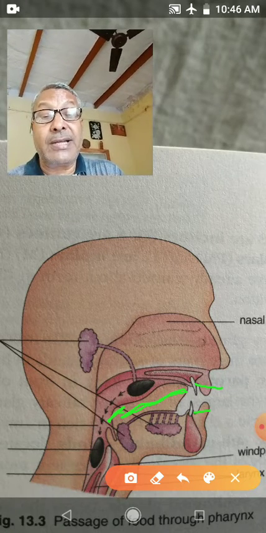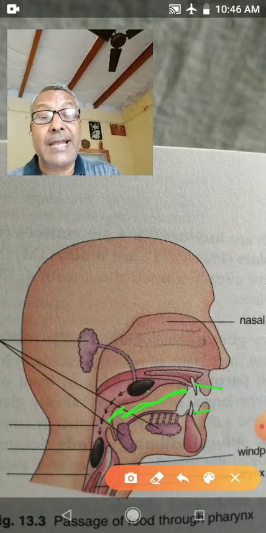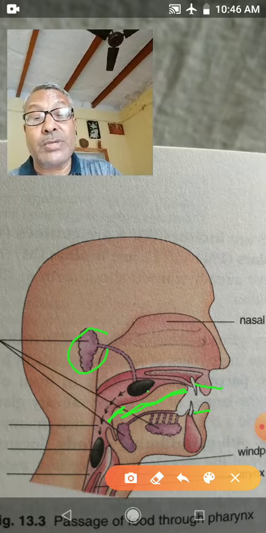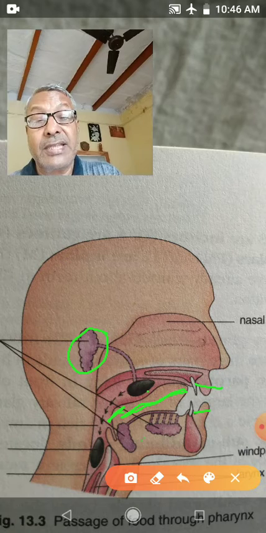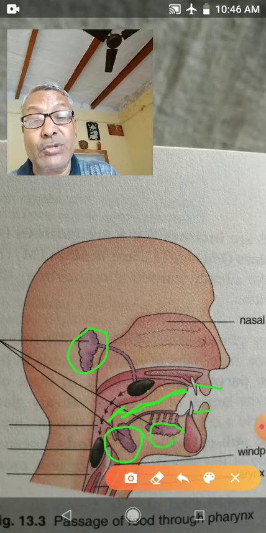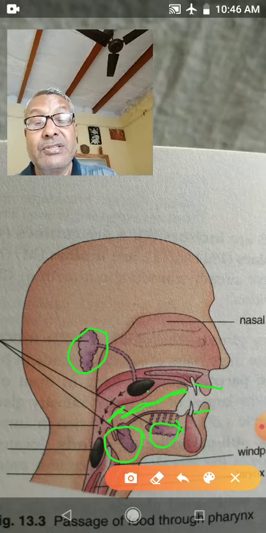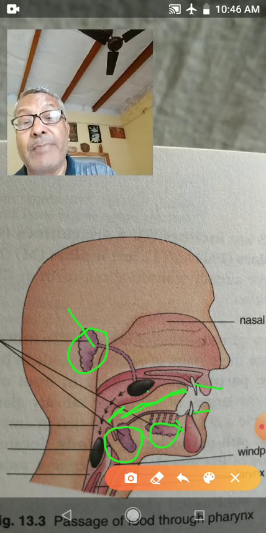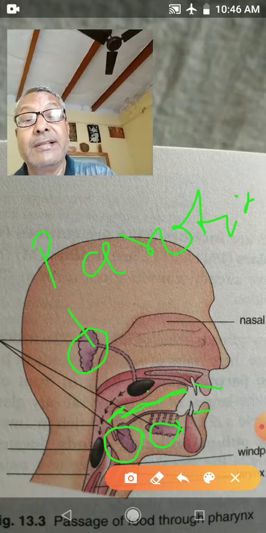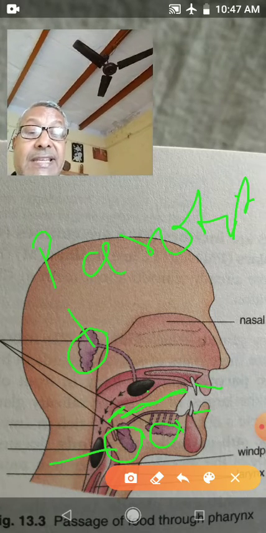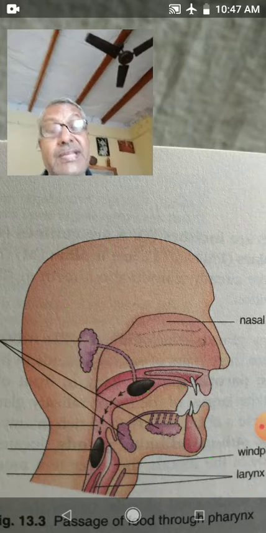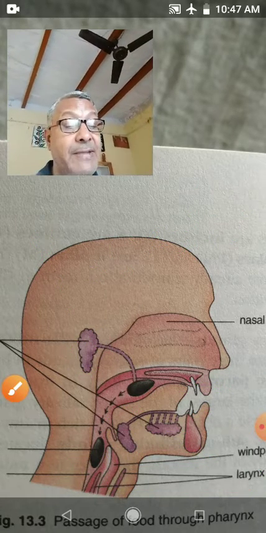Now in the buccal cavity there are three pairs of glands. One is the parotid gland, there is the submaxillary gland, and this one is the sublingual gland. So this gland is parotid. This is the submaxillary and this one is sublingual. So these salivary glands are present.